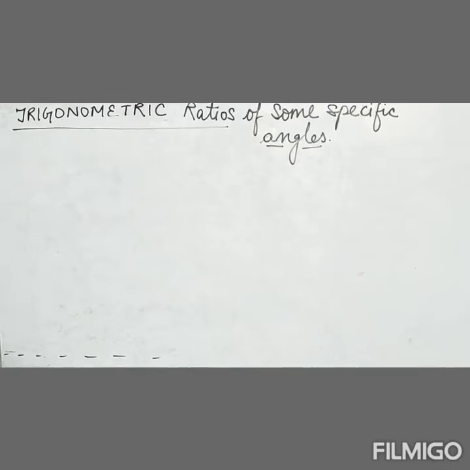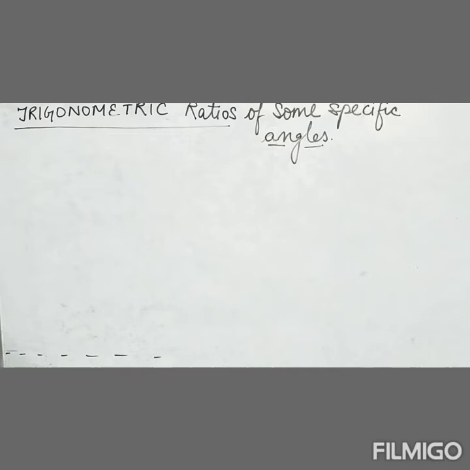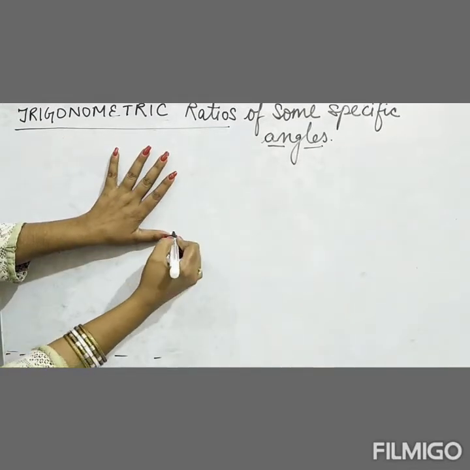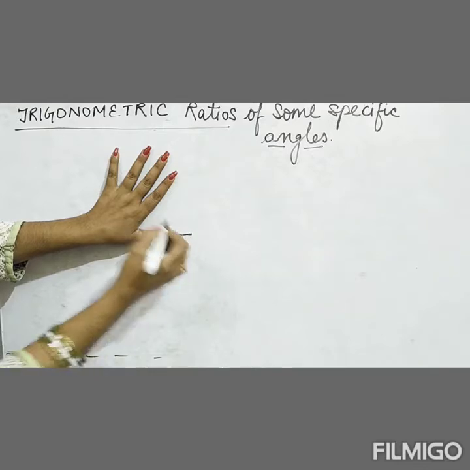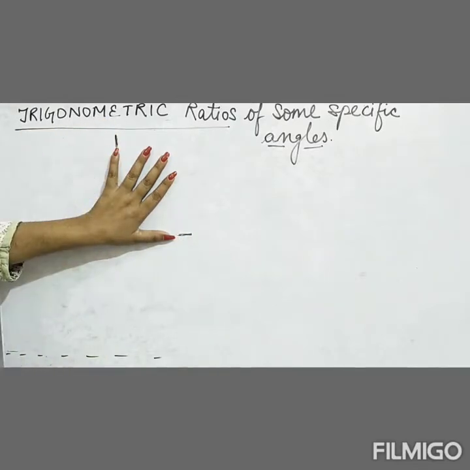Trigonometric ratios of some specific angles. And which are these specific angles? Let us see that. You can remember them by putting your palm in front of you, like I just put my palm in this way so that the angle between my thumb and my last finger is 90 degrees.